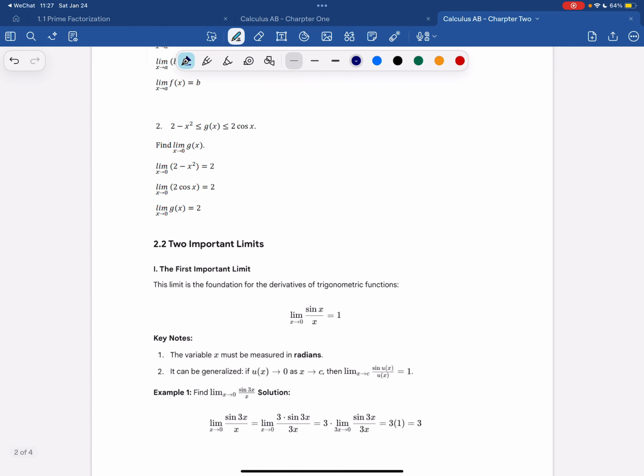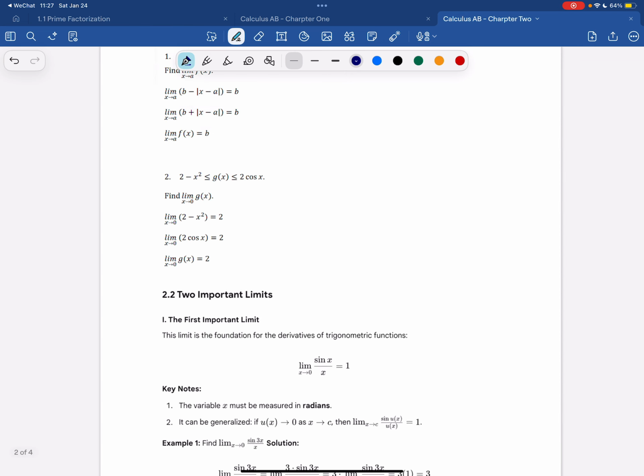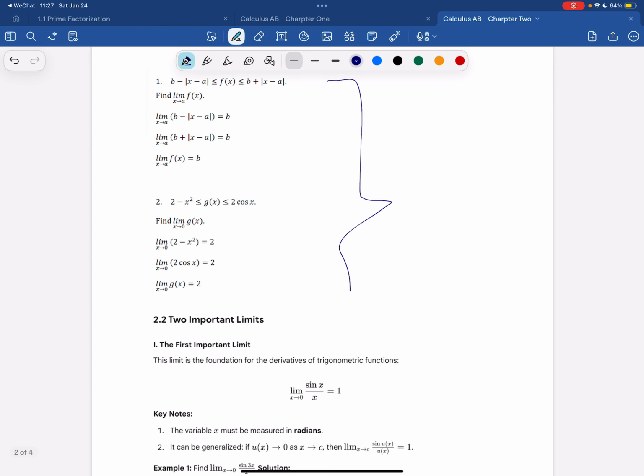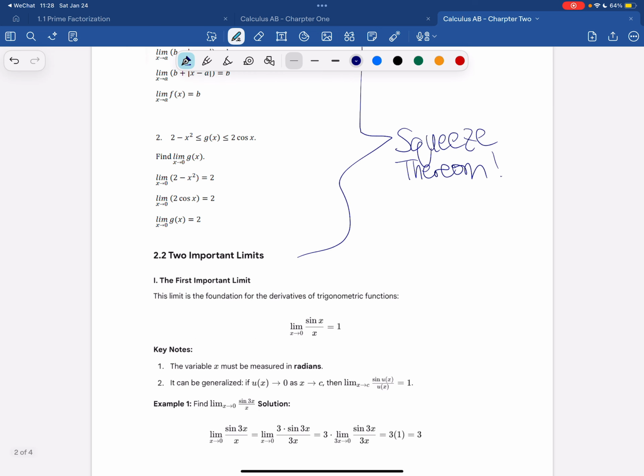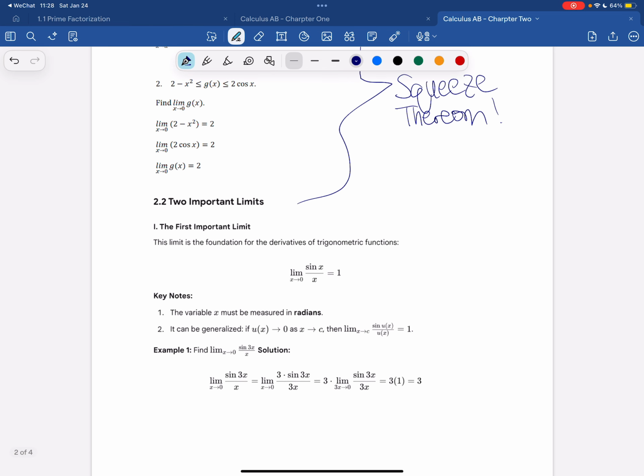these are some examples of squeeze theorems, and you can go home and do these, but right now we're not going to talk about them because the squeeze theorem isn't that essential in AP Calculus AB, as I just stated. So the two important limits right here. The first important limit is the limit as x approaches 0 of sin x over x equals 1.